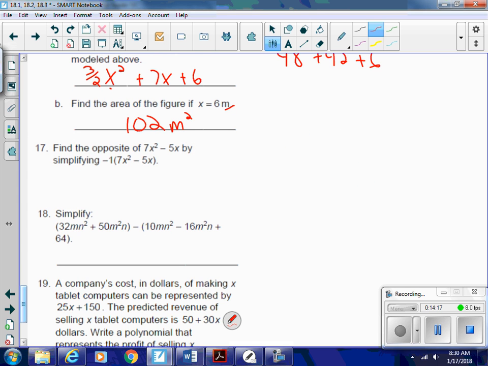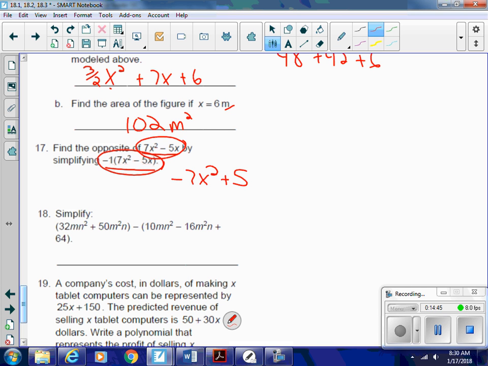All right, so now we're going to read the directions carefully. It says find the opposite of this by simplifying this expression. They want us to simplify. So what we're doing is we are multiplying the entire thing through by -1. So we get a negative 7x squared plus 5x. They asked us to find the opposite, and that's what we did.